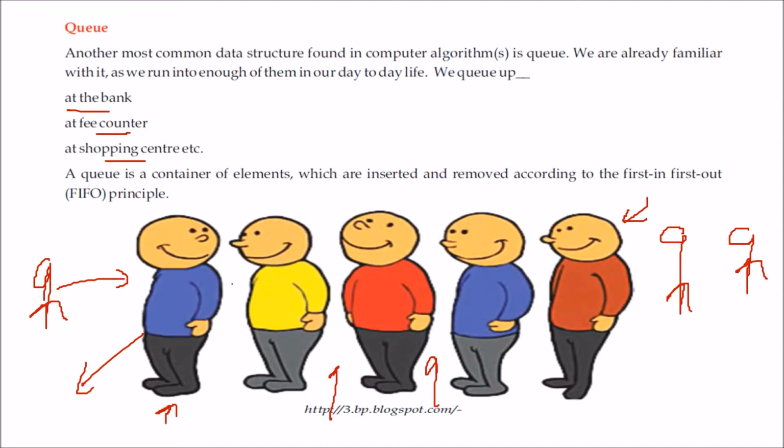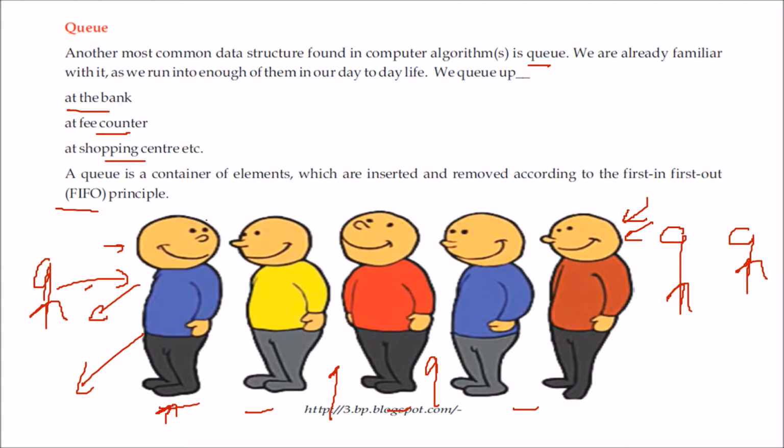Queue is a very common data structure found in your computer algorithms, computer science, various scenarios you'll see queue. And this particular queue is a container of these elements where the insertion and removal are done in FIFO principle. Means first he might have come first, so first he will be out, and then he will be out. So first in, first out.